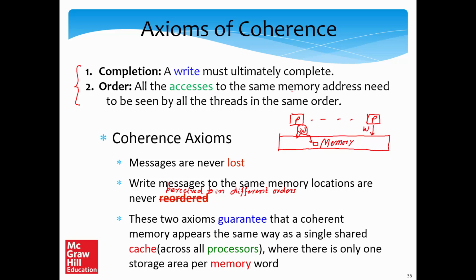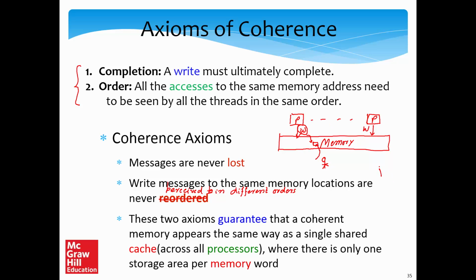If I consider the order axiom, the way that I look at it is to assume that there is an external person outside taking a look at this memory location. They will see the memory location getting updated in the same order. And since these processors are also issuing read messages, they will of course get the same order, right? Because there's only one copy of the memory location.